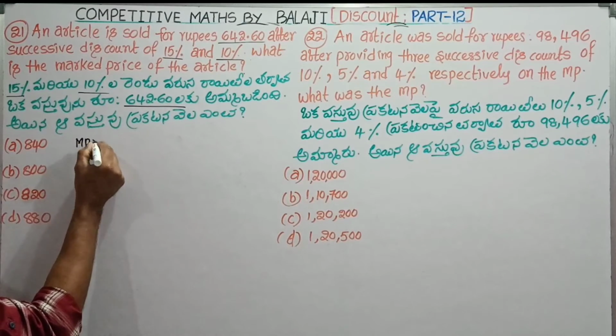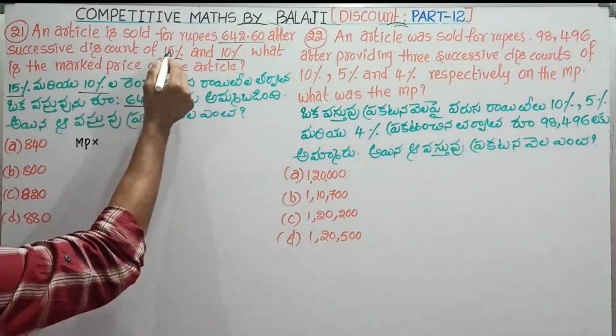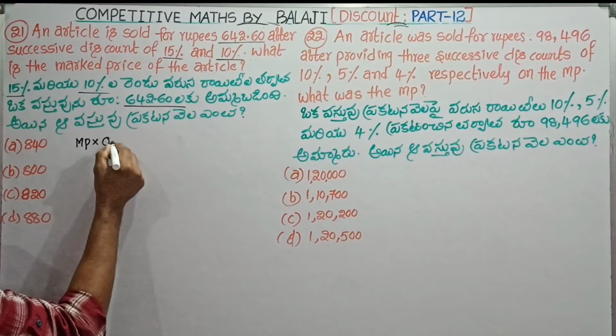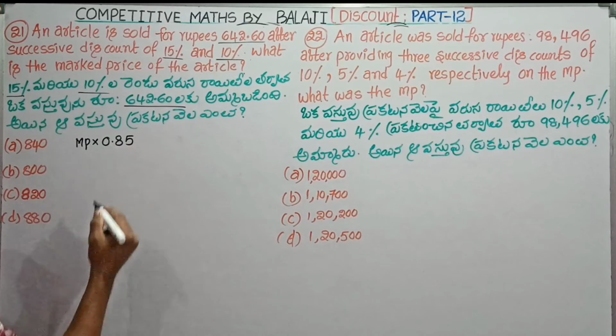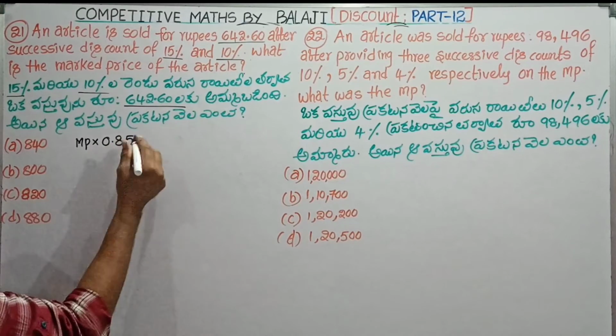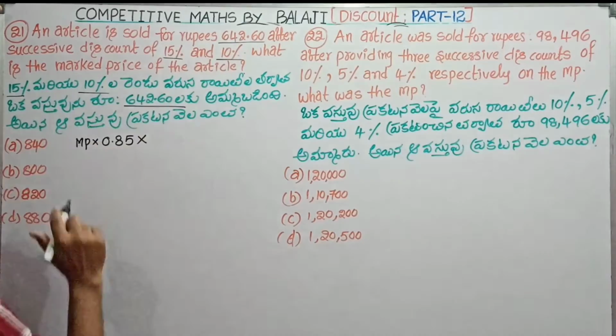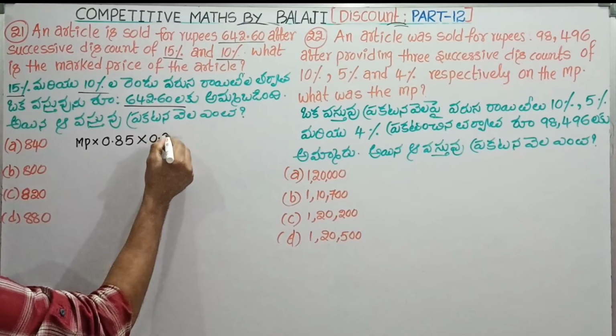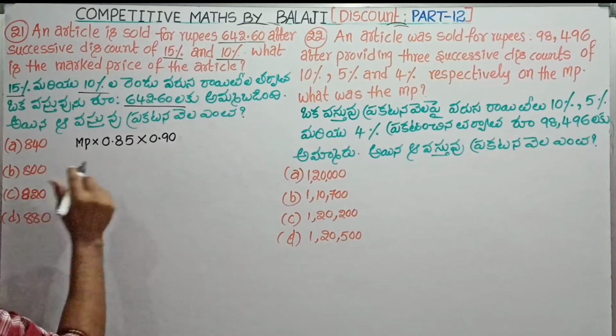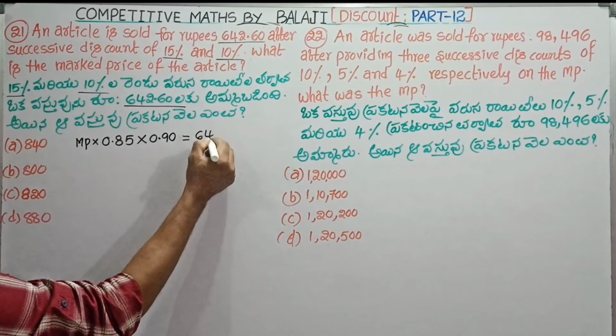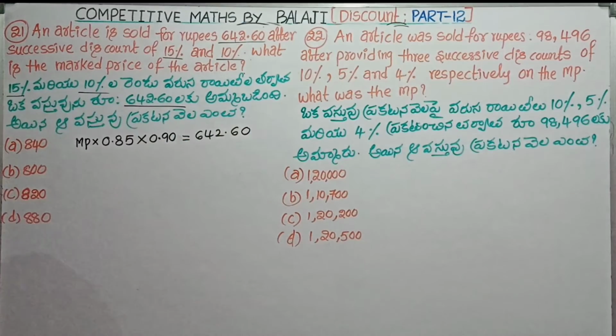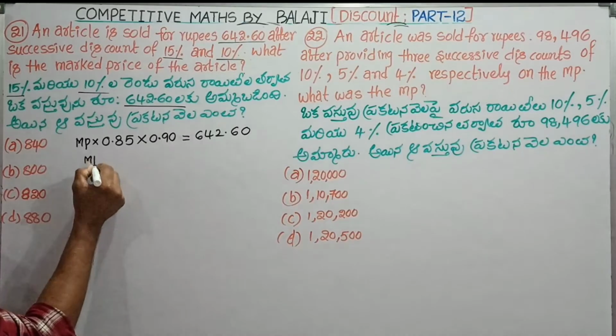Suppose the market price of the article be MP. We allowed 15% discount, so the article is sold at only 0.85 times of market price. This is the reduced price. Again we allow 10% discount, so the article is sold at only 0.9 times of the reduced price, which is equal to 642.60 rupees. Now consider the digital sum concept.